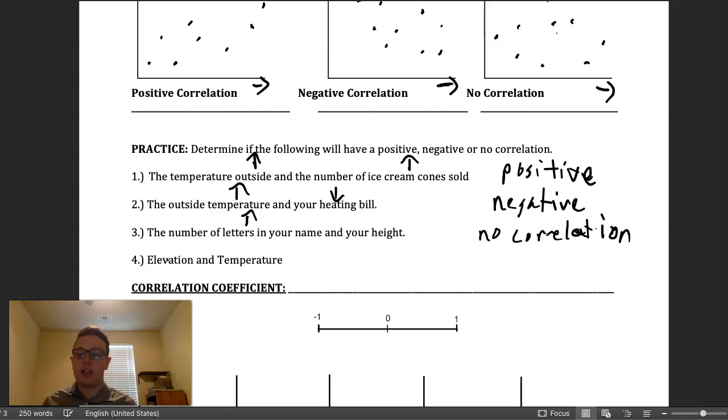And elevation and temperature. As elevation increases, do we expect temperature to increase, decrease, or have no effect? We expect temperature to decrease, meaning that this would give us a negative correlation.